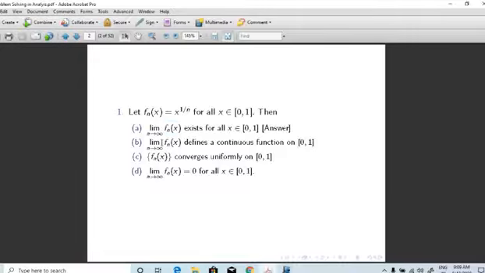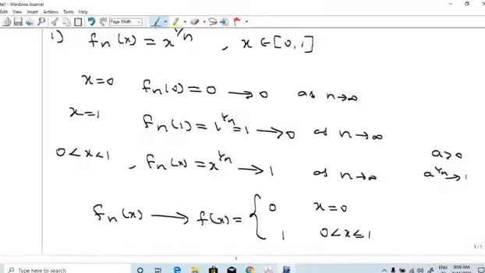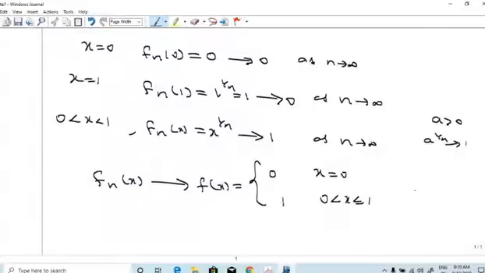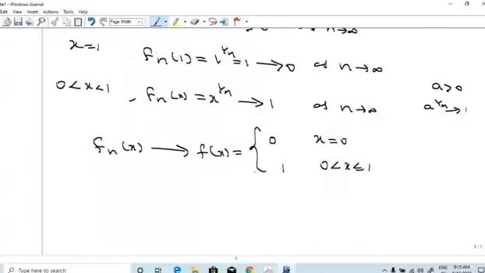But look at the second one. The limit of f_n of x defines a continuous function. But look at the function f of x, which is nothing but the limit of the sequence. This is not a continuous function. It is not continuous at x equal to 0. If you draw the graph of f of x, for 0 we get 0, but in between 0 and 1 it takes 1. Therefore, this function is not continuous at x equal to 0.